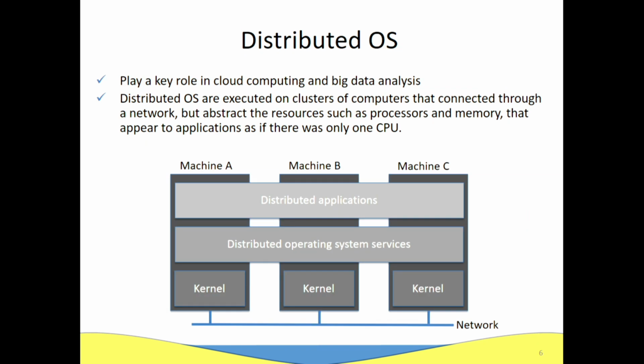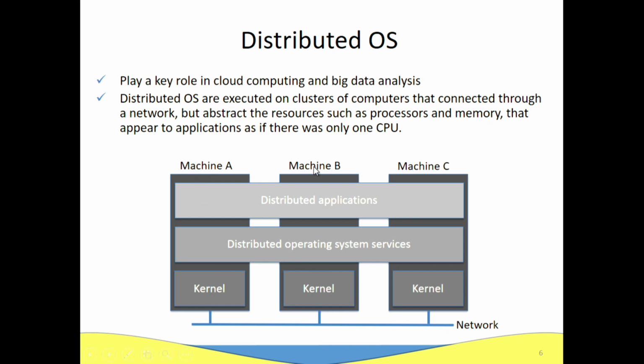The next one is distributed operating systems. They play actually a key role in cloud computing and big data analysis. This type of operating system abstracts hardware, like processor and memory, that are physically located on different machines.